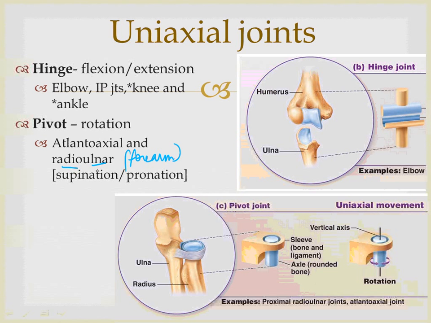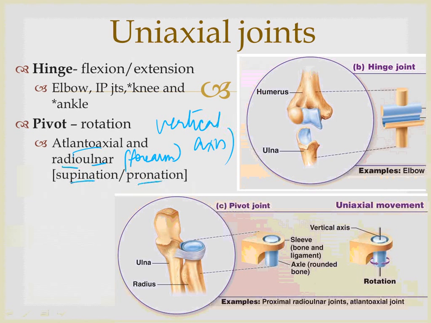In radio-ulnar, the rotatory motion has a separate special name, which is pronation and supination. In atlantoaxial, it's a typical rotatory movement of turning your neck from side to side. So this occurs along a vertical axis. So again, the kind of question you might get is, a pivot joint allows movement along which axis? So it would be vertical.